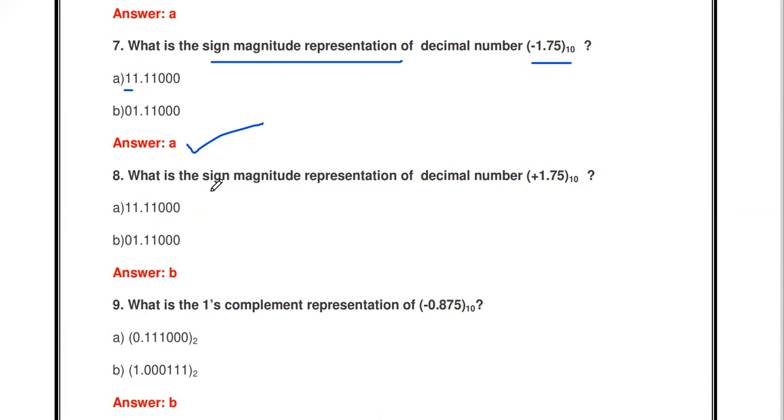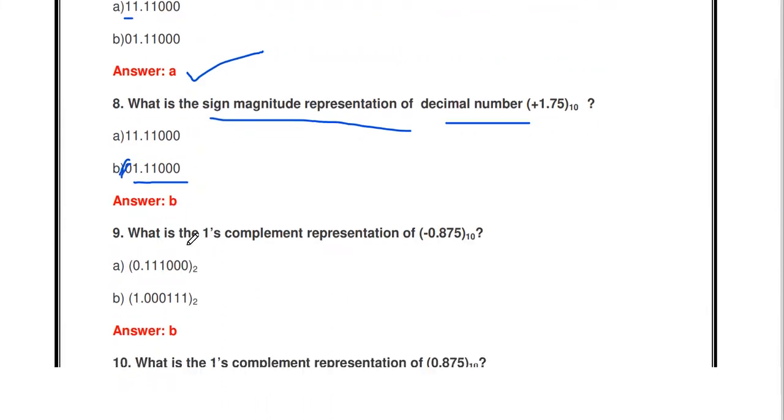Similarly, the next question: what is the sign magnitude representation of the decimal number plus 1.75? Plus 1.75 means this is the 1.75 representation, and the most significant bit is 0. So whether the 0 is written or not, it's the same thing: 1.11 is the answer.